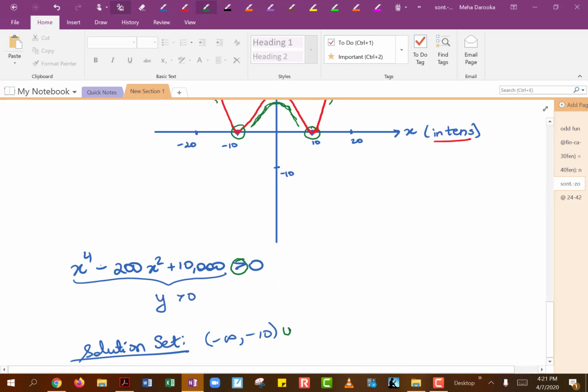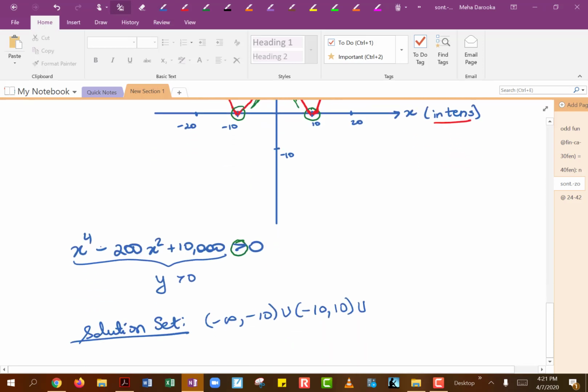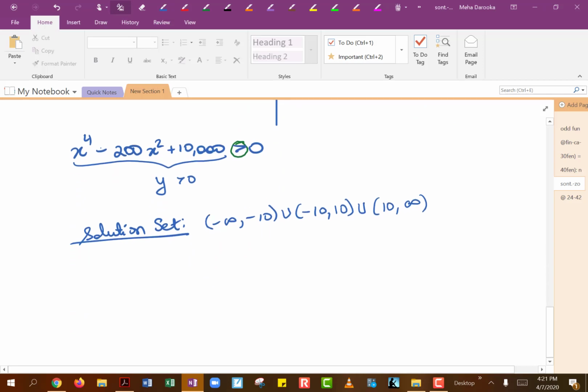So union. Okay, and again, I cannot use positive 10 also, which means you leave it there and then pick it back up after 10 going to positive infinity. Okay, and that was simply because your inequality was greater than.